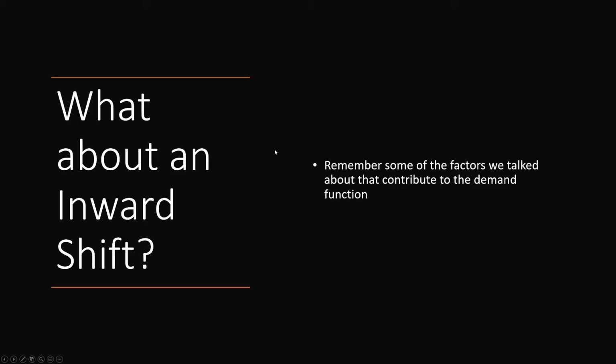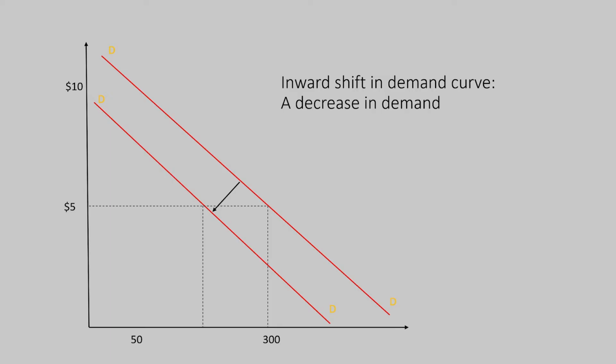So what about an inward shift? Remember some of the factors we talked about, the same factors, but just in reverse. Remember how we said more income would lead to more demand? Well, in reverse, less income would lead naturally to less demand, okay? If there was an advertising campaign that came out for tea, drawing people away from coffee towards tea, that would get the job done. So let's look at an inward shift. This is a reduction in demand at any price.